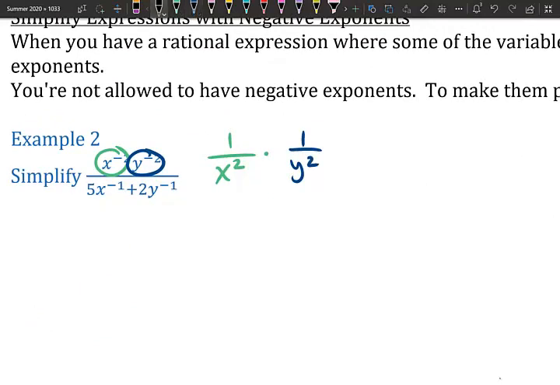And we're just going to do the same thing to our denominator. Now, you only flip the variable that has the negative exponent. We don't flip the 5, so we keep it as 5. We're going to flip only the variable, so it becomes times 1 over x. Remember, don't flip the number, only flip the variable. So 2 times, and then we flip the variable, 1 over y.